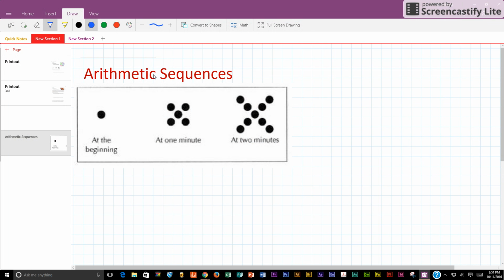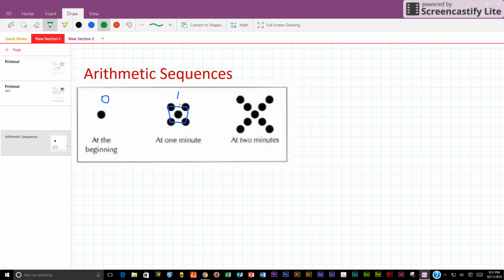Today we're going to talk about arithmetic sequences. So let's start with a pattern first. Find out why it's an arithmetic sequence. So at time 0, we have 1 dot. After 1 minute, we get 4 new ones added. So that's at time 1.